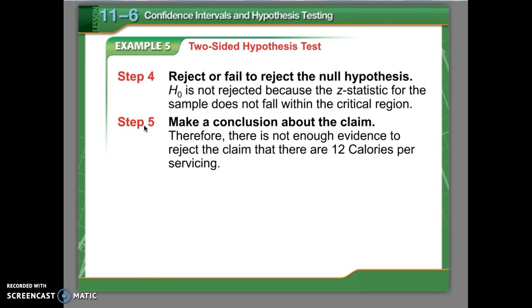Step 5. Because we are not rejecting, there's not enough evidence to reject the claim that there are 120 calories per serving. Notice there's a couple typos in here. This is supposed to say 120 and this is supposed to say serving, not servicing.